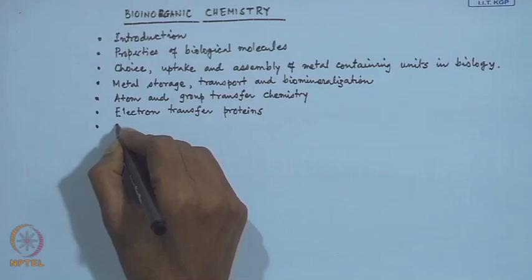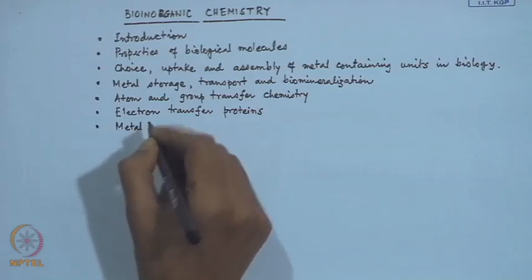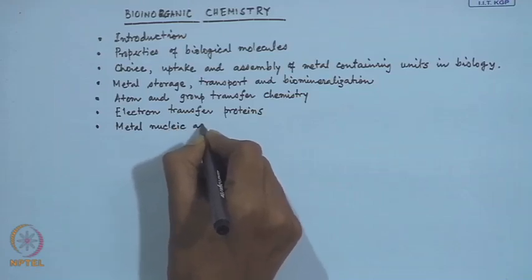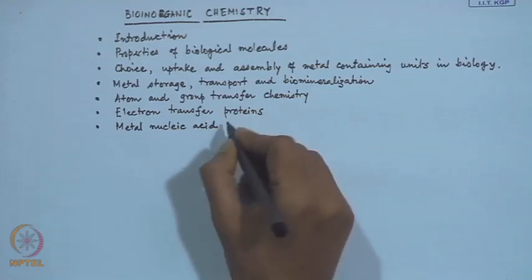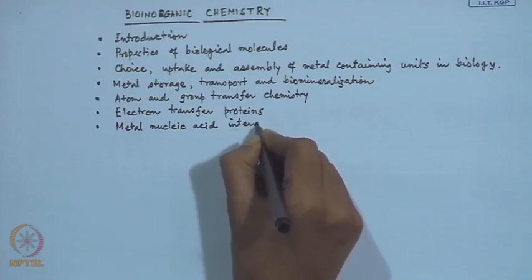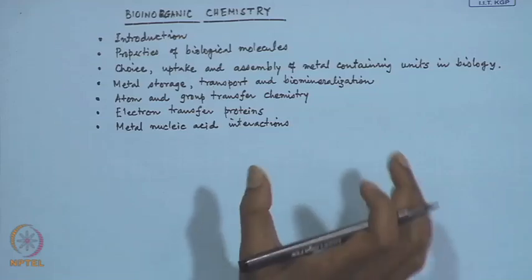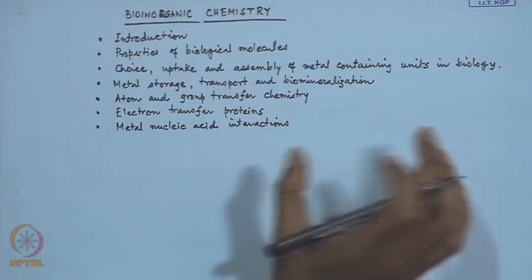Then towards the end of this course, we will be basically talking about metal nucleic acid interactions, where we know the components of DNA, RNA and the other nucleic acids, the nucleotides and the nucleosides, but how they interact with the metal, and whether the metal has some role to play in the different reactions related to the DNA and RNA molecules.